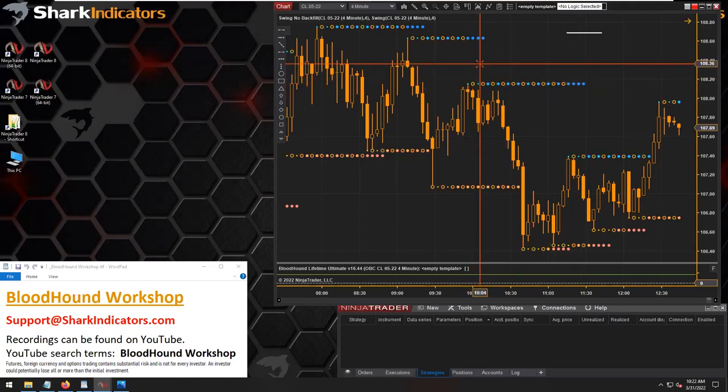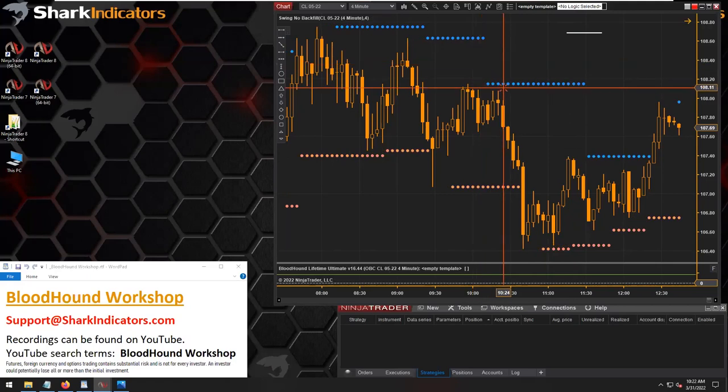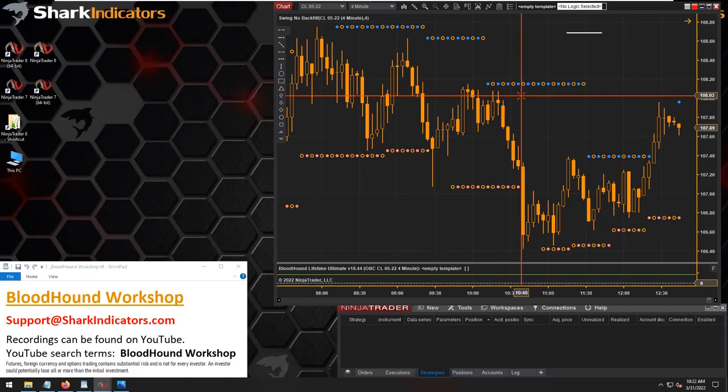So that's why I also have this swing no backfill. This is showing you how the swing indicator truly works. These plots are unmodified, so this is unmodified data, and you can see what the swing indicator is actually doing. That is going to make it 100 times simpler to build a system using an indicator that doesn't backpaint, that doesn't modify the historical data.